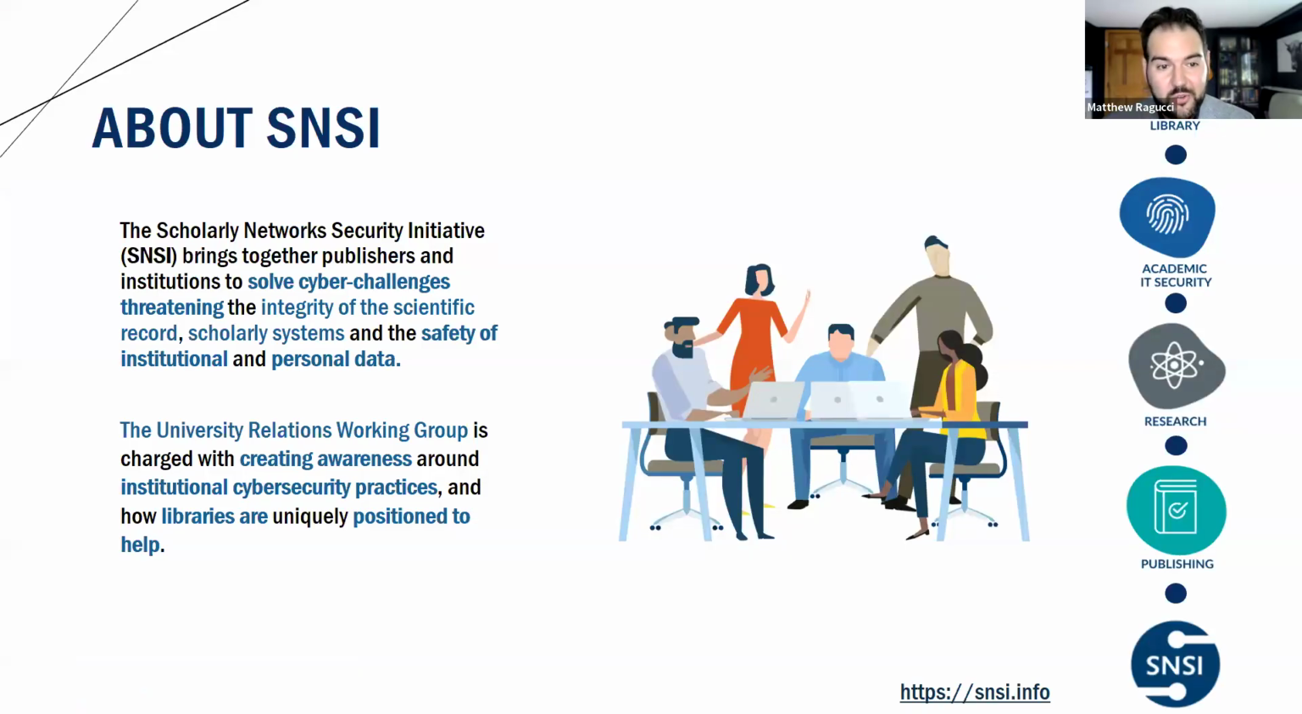About the Scholarly Network Security Initiative. Well, the SNSI, for short, brings together publishers and institutions to tackle cyber challenges that threaten the integrity of the scientific record, research systems, and personal and institutional data. And although the SNSI is focused on higher education and research organizations, our resources and webinars are also relevant for other types of libraries and cultural heritage organizations.